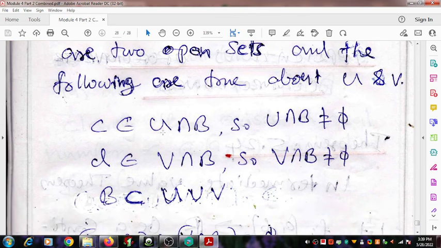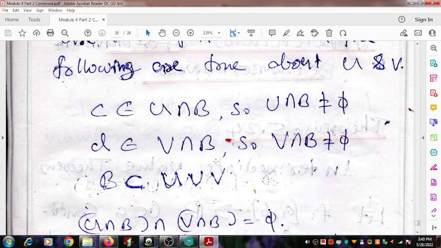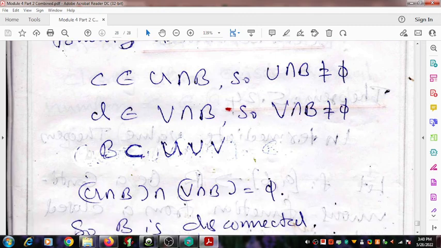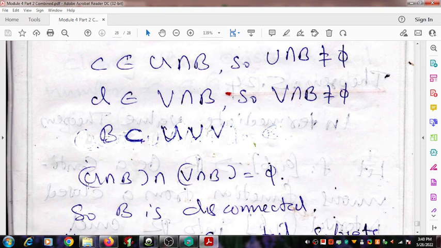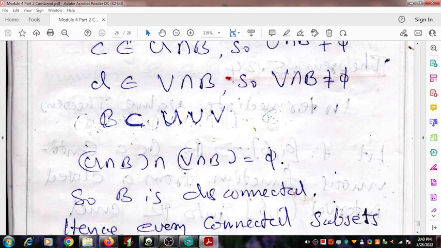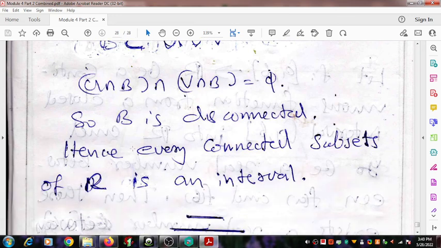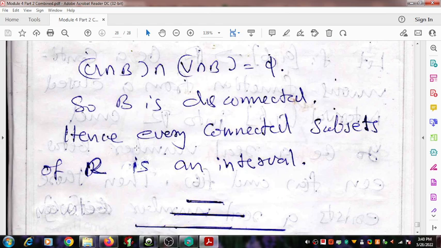C is an element of U intersection B, so U intersection B is non-empty. D is an element of V intersection B, so V intersection B is non-empty, and B is a subset of U union V. Also, U intersection B intersection V intersection B is empty. That means the sets U intersection B and V intersection B make a disconnection for the subspace B, and hence B is not connected, so B is disconnected.